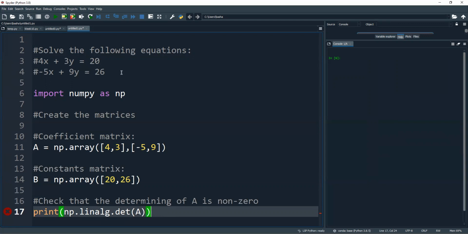At this point, I'm going to run my script and look at the determinant of A in my shell on the right-hand side here. So let's run it.